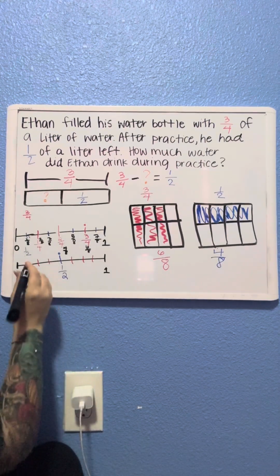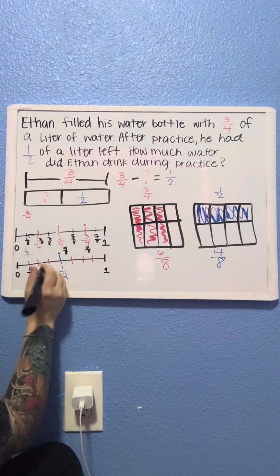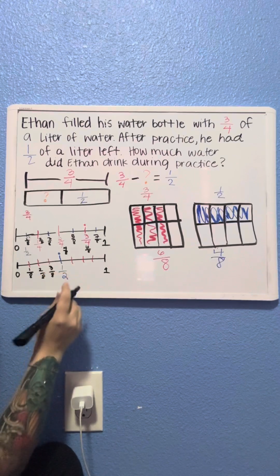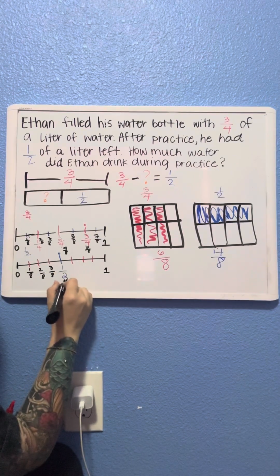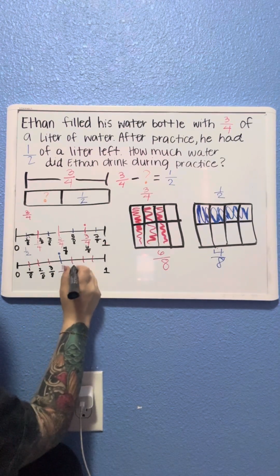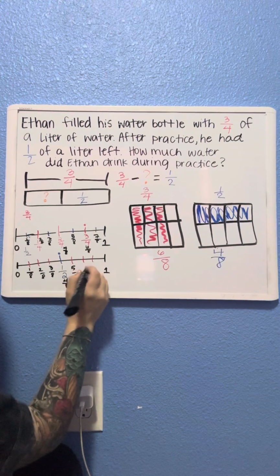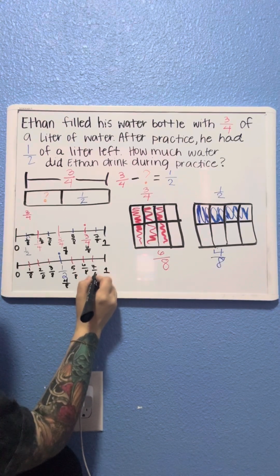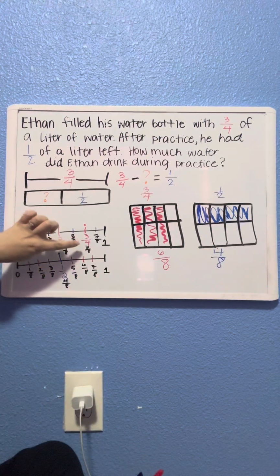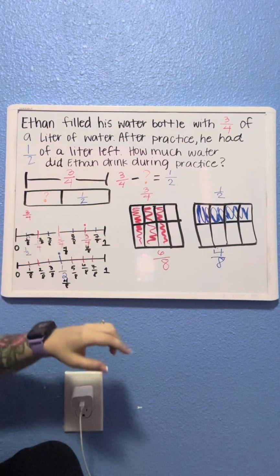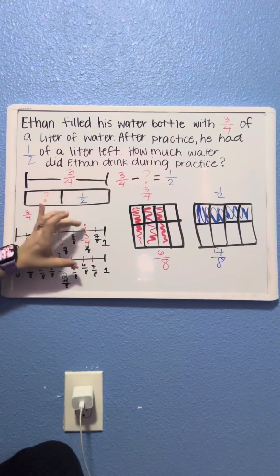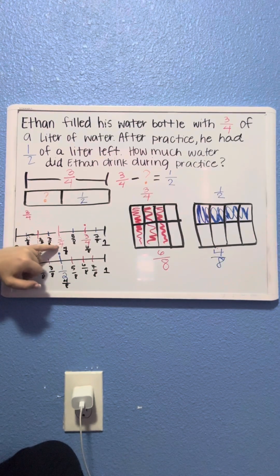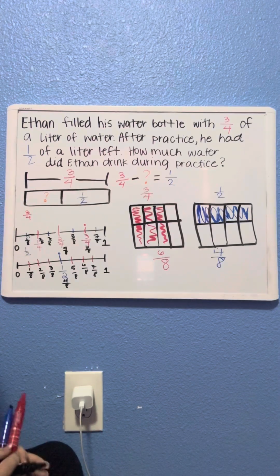So we can label them 1/8, 2/8, 3/8. Oh look, 1/2 is the same as 4/8. We have 5/8, 6/8, and 7/8. So our number lines are lining up. You can see how here 1/2, which is 4/8, lines up with the 2/4, which is also 4/8.